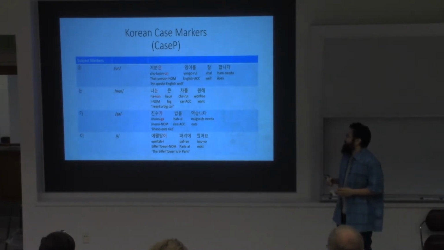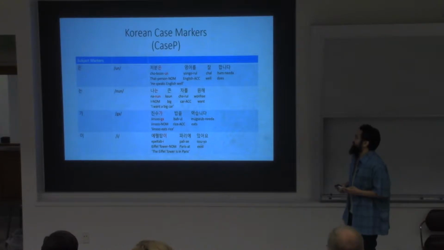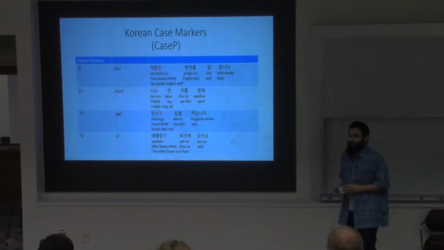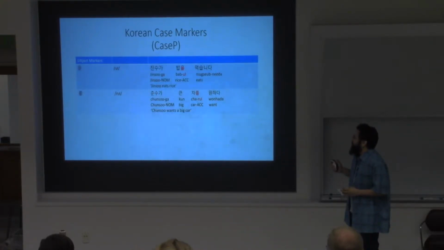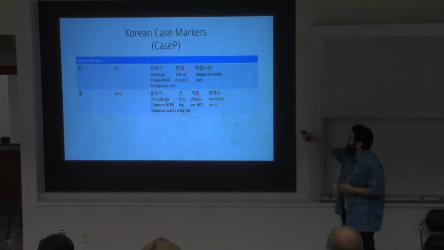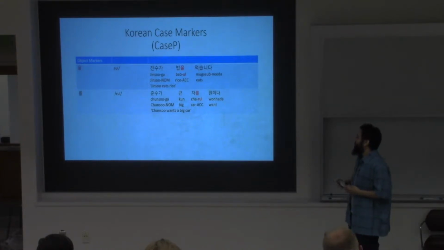Now here are the potential subject markers that I saw. We have un, nun, ga, and i, and I've marked them in red here so you can see them in the data as I saw them. And here are the object markers. We have ul and rul, and as you can see, they follow what's understood to be the object of the sentence. We have Bob ul and cha rul.